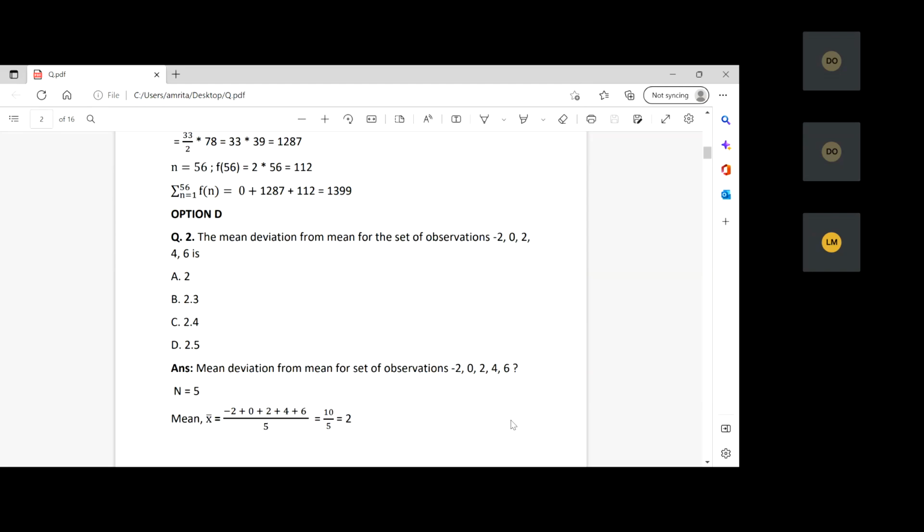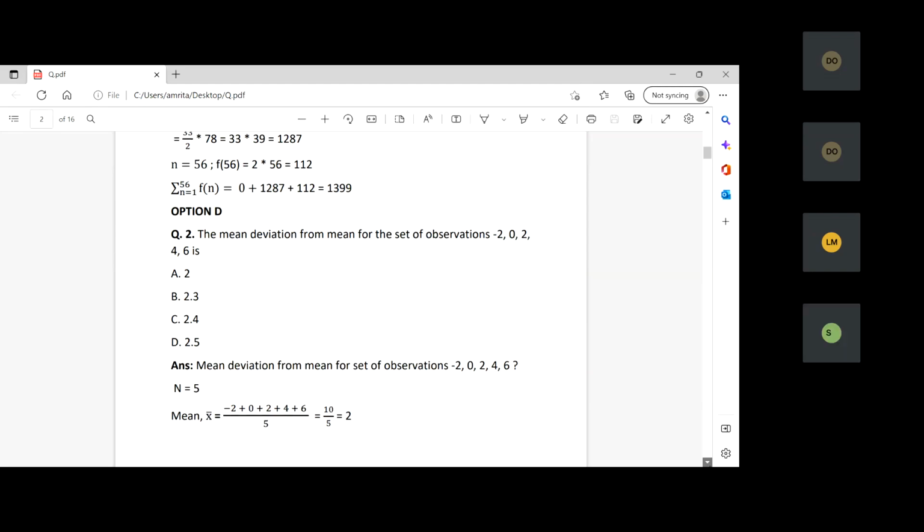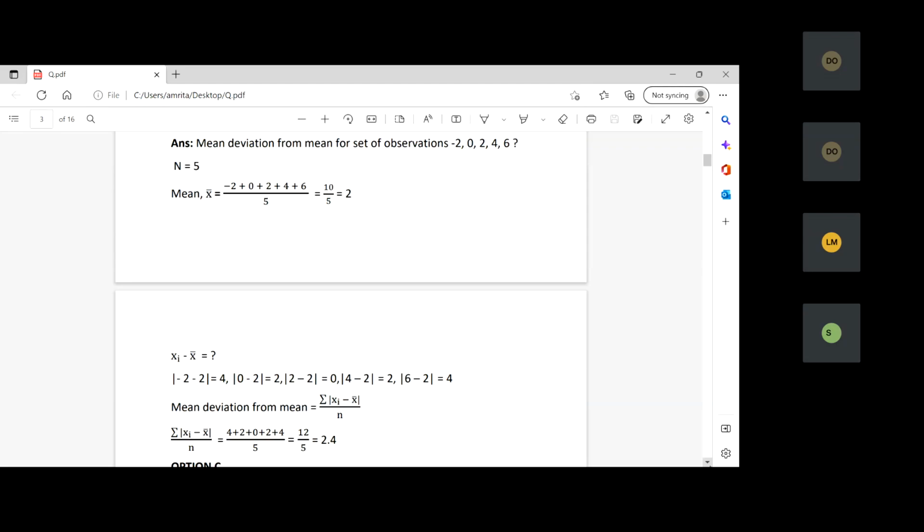So how have you found it? The mean deviation from mean for the set of observations. I got a different answer and I'm stuck in it. So I need to find out the mean of all observations. The number is 1 divided by the total, that's 5. So I got it as 2. Now I need to find out xi minus x bar, right? I have subtracted each of those terms. The formula is sigma of mod xi minus x bar by n. So I have the individual terms: 4 plus 2 plus 0 plus 2 plus 4. I got the answer as 12 by 5, which is 2.4. How many of you think this is the correct one? How many of you feel?